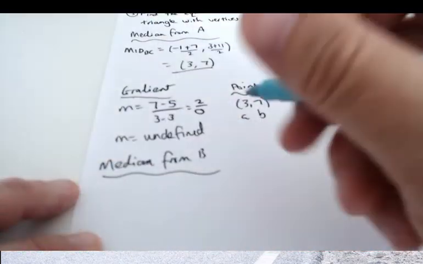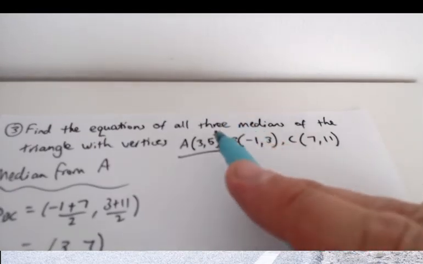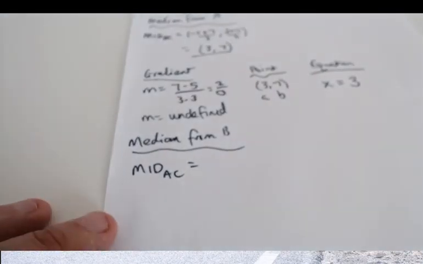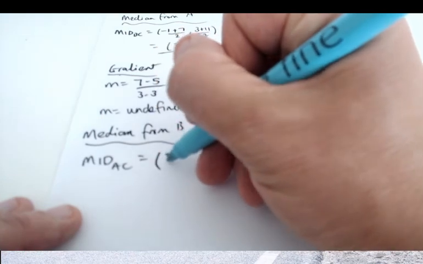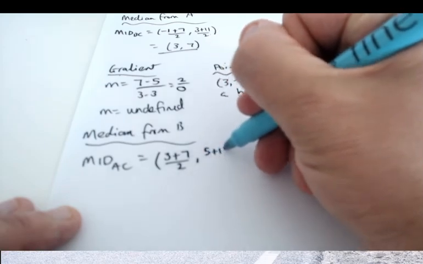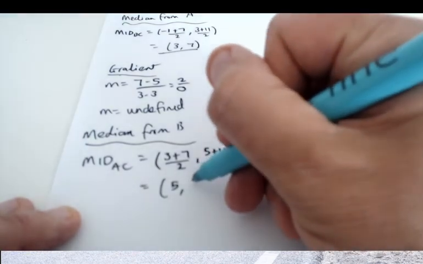Right, next one. I'll do the median from B. Okay, so this time I want the midpoint of the opposite side. So I've got A, B and C. If the median's coming from B, the opposite side is AC. So midpoint of AC. I'm adding together the x coordinates and halving it, so that's going to be 3 add 7. I'm adding together the y coordinates and halving, that's 5 add 11. That's going to give me 10 over 2, which is 5, and 16 over 2, which is 8.